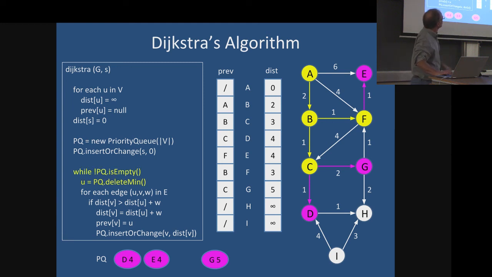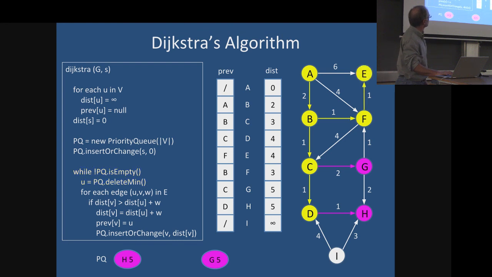Back to the top. We look for the smallest, either D or E. I'll take D. It has only one edge out to H. That's never been seen, so that's a better way. We update it, put it on the priority queue. That's all the edges it has. I'm confused as to where I am. Oh, we're pulling E off the queue. It becomes yellow. There are no edges out. So we're going to come down here and pull G off.